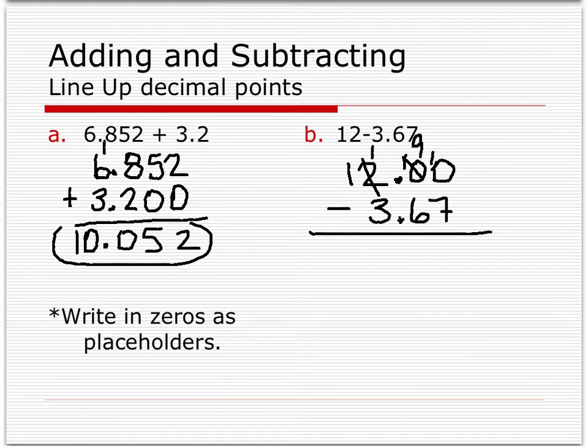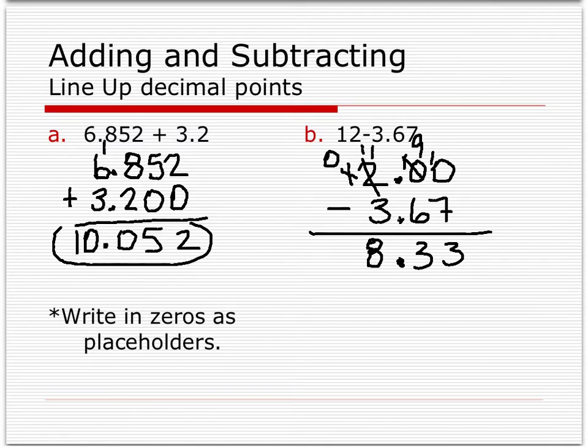So now I can subtract. 10 take away 7 is 3. 9 take away 6 is 3. Put that decimal straight down. I can't take 3 from 1, so I'll borrow one more time. And we have 11 take away 3 is 8.